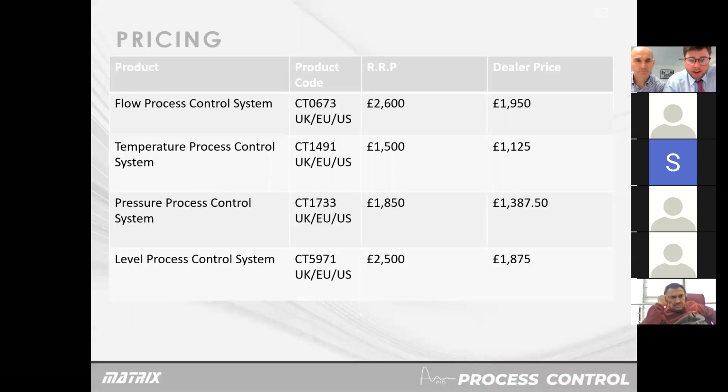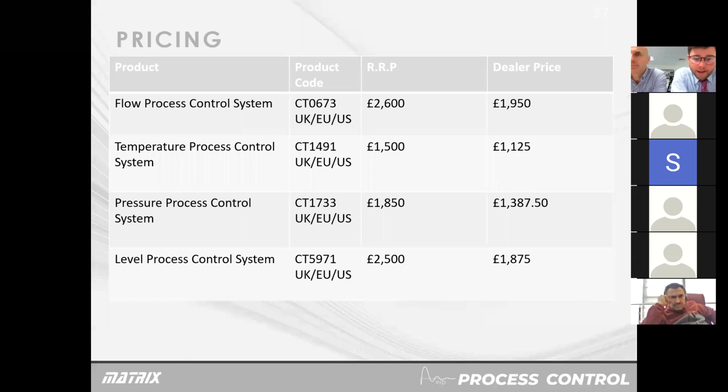Okay, so next up, we have got prices. As you can see, it's a very reasonable price. The flow control, we have a version for UK, EU and US. That's just about the plug adapters that come with the kit. We have a dealer price of that for $1,950. I'm pretty sure that you'll be pretty happy with the price there, guys. The temperature process control system is $1,125 for dealer price.